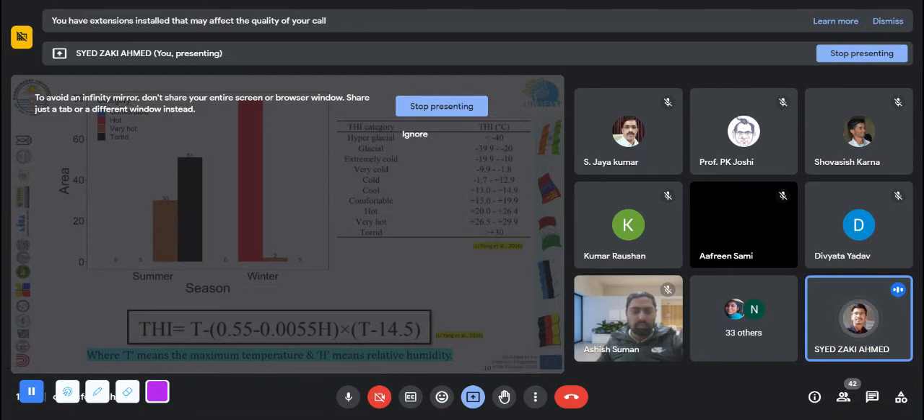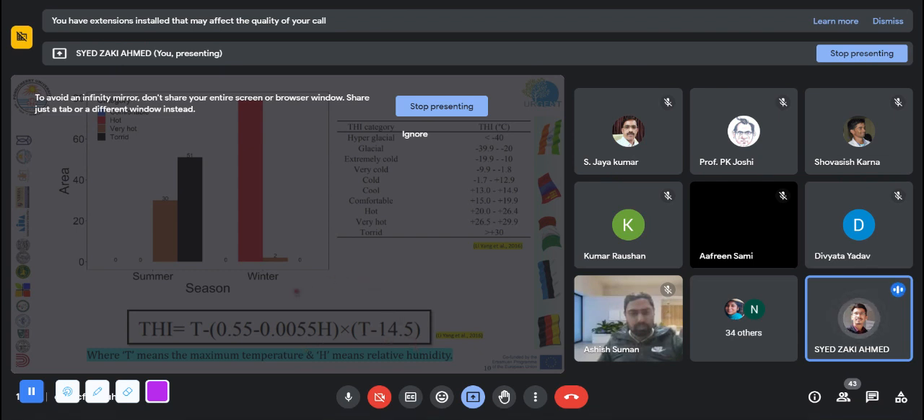Coming to the next slide, here we have calculated the comfort index. What is this comfort index? It is also called the temperature humidity index. It is the index used by Li Yang et al. in 2016, which has a table. As you can see in this table, if the value is between 15 and 20, it is comfortable for the stay of the people residing there. But if it goes beyond that, it is going towards cold, and on the other side, it is going towards hot, very hot, and torrid levels. The formula to find this thermal humidity index or comfort index is T minus 0.55 minus 0.0055 H multiplied by T minus 14.5. Here T means the maximum temperature and H means the relative humidity.